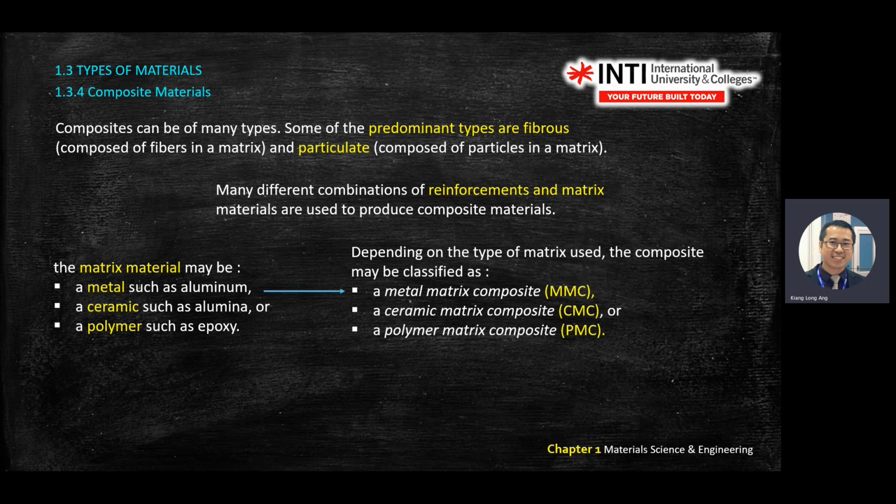These are the advanced composites. If you use metal, then you name it a metal matrix composite. If you use ceramic, then it becomes a ceramic matrix composite, and so on.